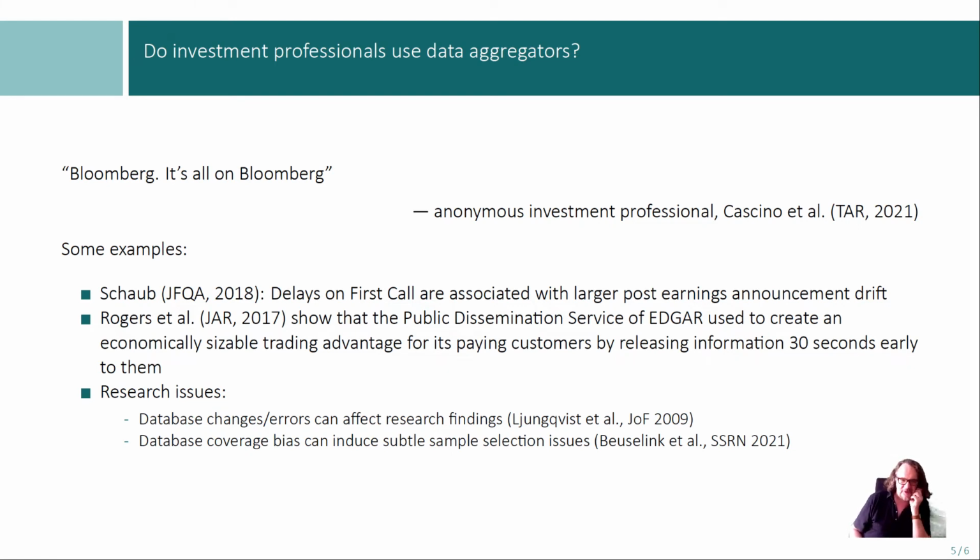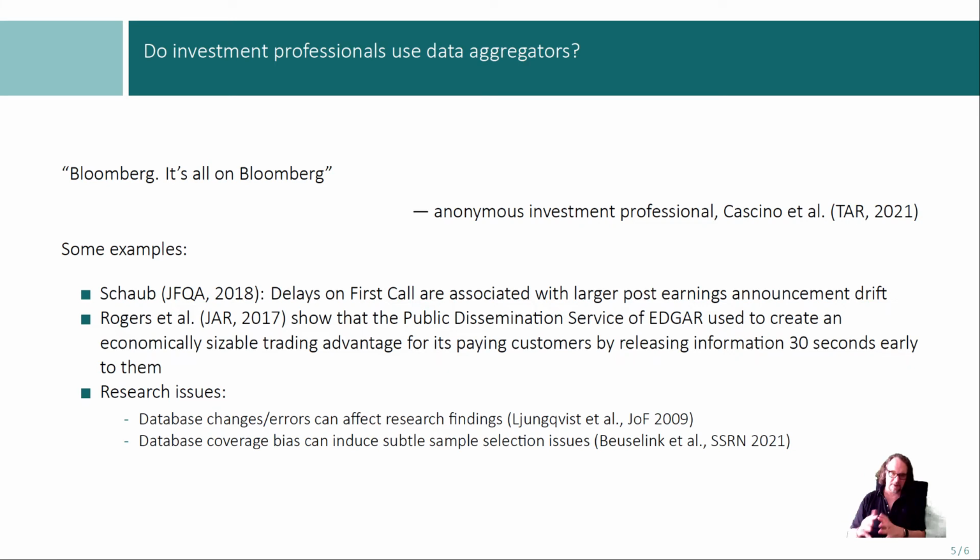And then you also see that sometimes these aggregators actually can unlevel the playing field. And this is a nice paper, Rogers, Skinner, and Zechman, published in July 2017, that actually made a difference. Because in this paper, the authors show that there was a problem with the EDGAR system. So the EDGAR system is, of course, publicly available. Everybody can use the EDGAR system, but there's also a public dissemination service of EDGAR that pushes basically the information out to paying subscribers.